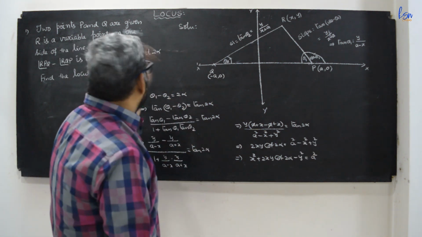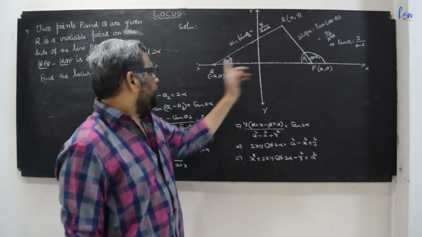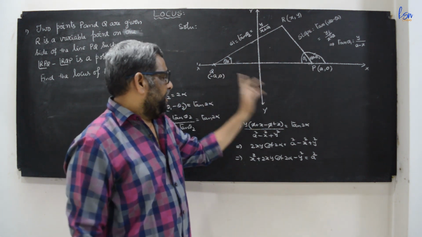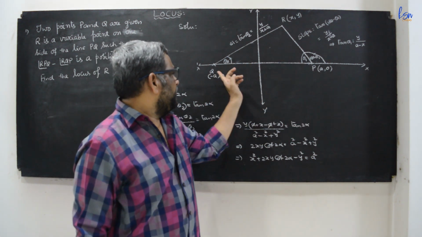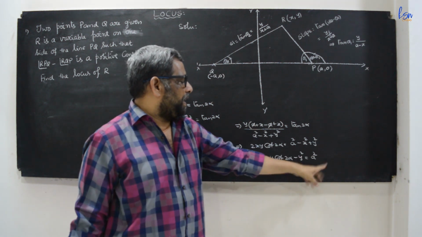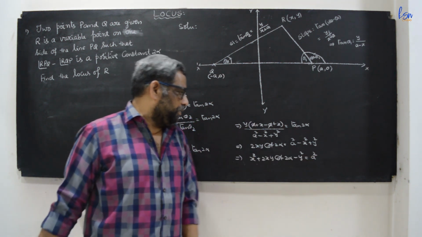Here, of course, a is not given in the problem. Since PQ is 2a, you can replace a by half of PQ, so a square is PQ square by 4. You can also write it like that, otherwise you can leave it as it is.